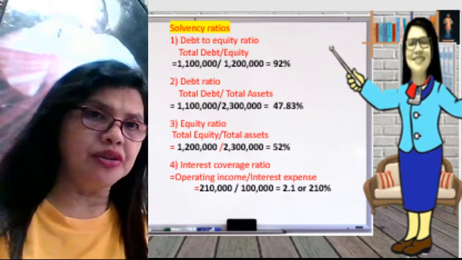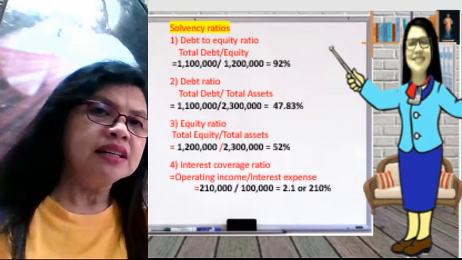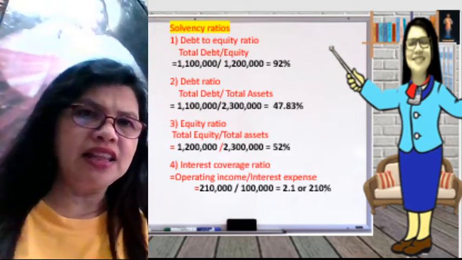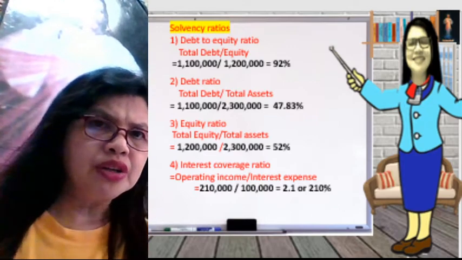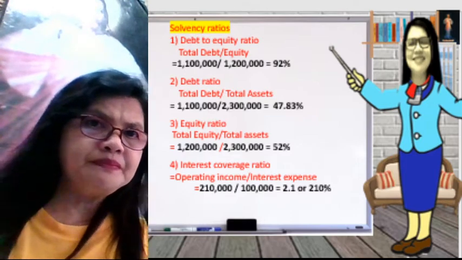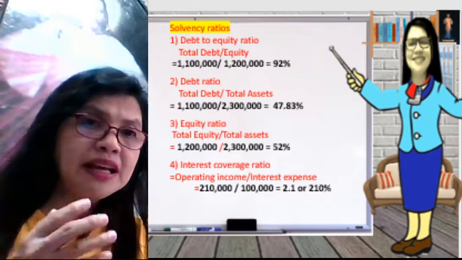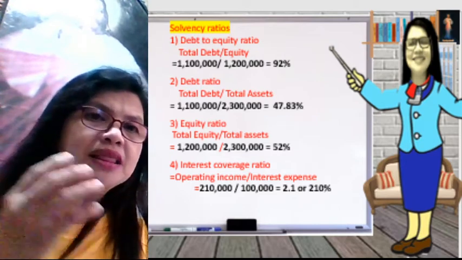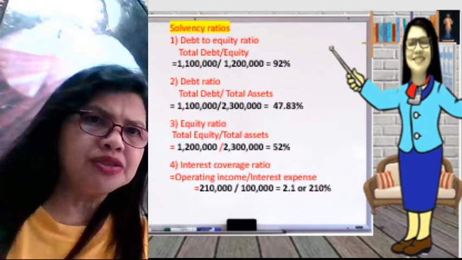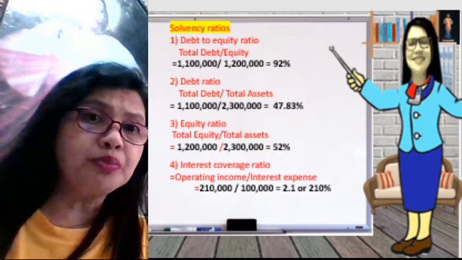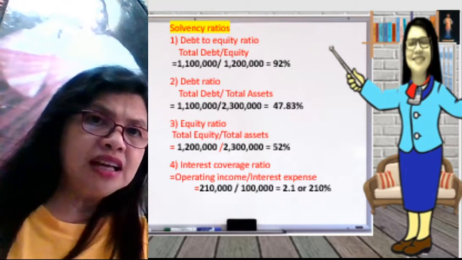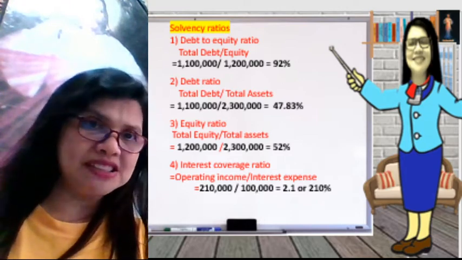the solvency ratio. The solvency ratio here is the capacity of the company to pay its long-term liabilities. Okay, let's see. The debt to equity ratio is total debts over the equity. We measure the percentage of liabilities. How much do we rely on outside creditors as opposed to our equity account? Okay, so it's 92%, 1,100,000 over 1,200,000. So the debt to equity ratio is 92%.